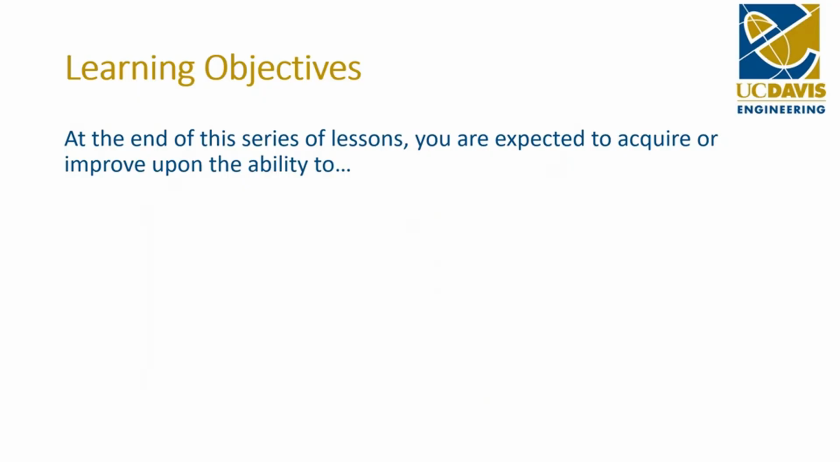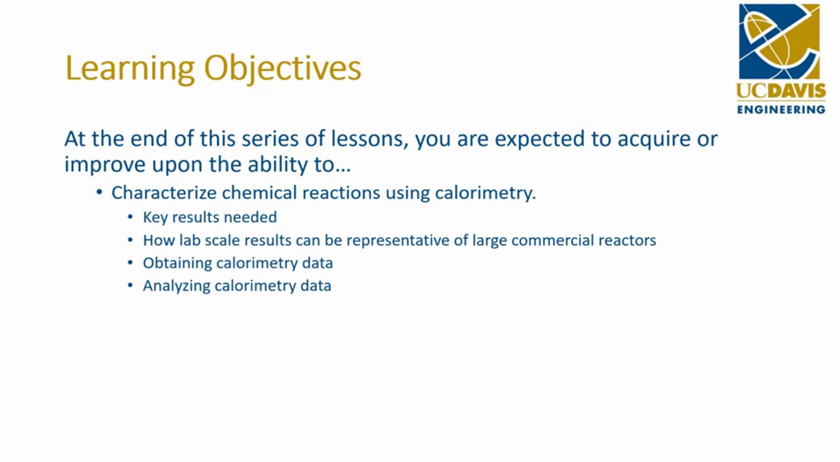In this series of lessons, you are expected to acquire or improve upon the ability to characterize chemical reactions using calorimetry. In this particular lesson, you're going to learn about the adiabatic calorimeter and how to obtain calorimetry data.